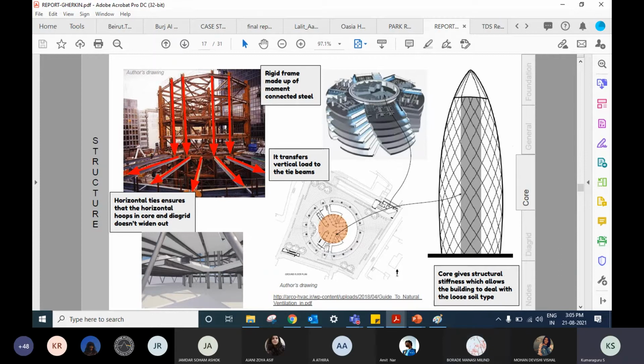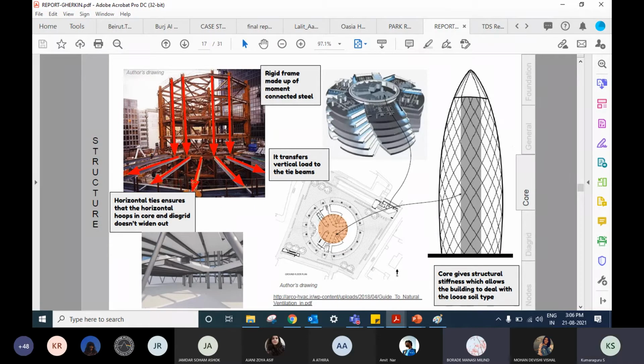Okay, the thing is this vertical load, you find some columns here, right? Below. Yeah, the core is from the ground floor till the 40th floor, the upper floor. So won't this vertical load just drop down to the column below and just go to the foundation? Yeah, but I think the tie beam is then to connect the core and the diagrid so that it does not sway.